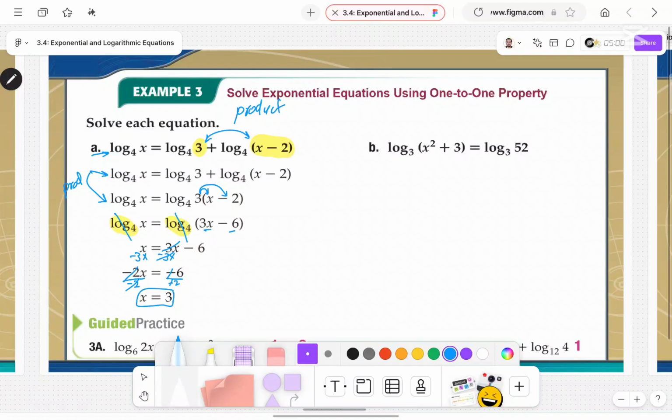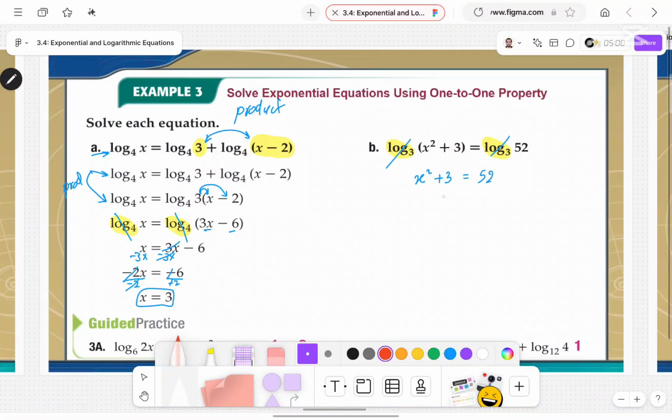Now let's solve the second one. For the second one, look at the bases from the first step. The base here is log 3, and here the base is also log 3. Can I just cancel them from the first time? Yes, I can just cancel them. So it becomes now x squared plus 3 equals 52.